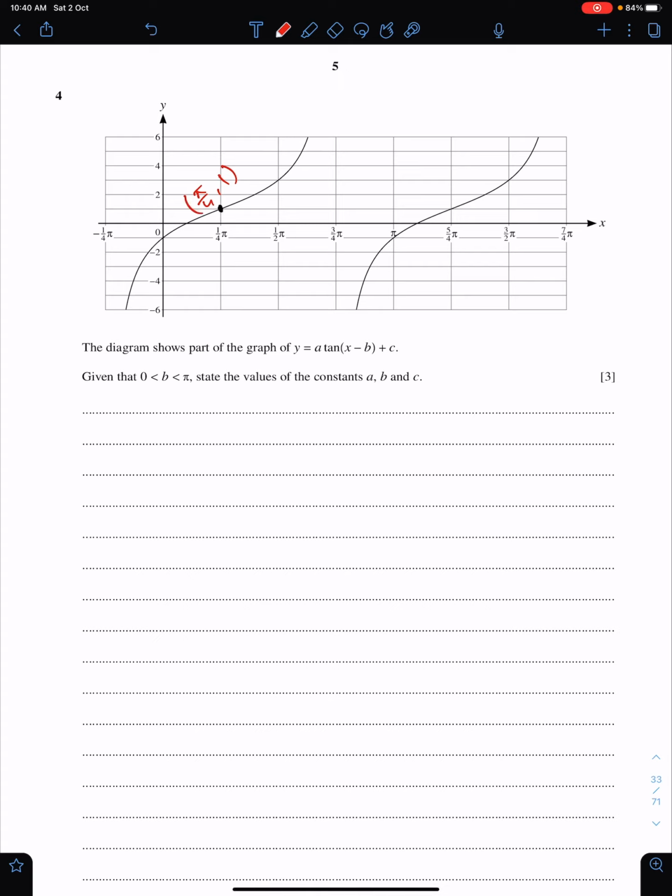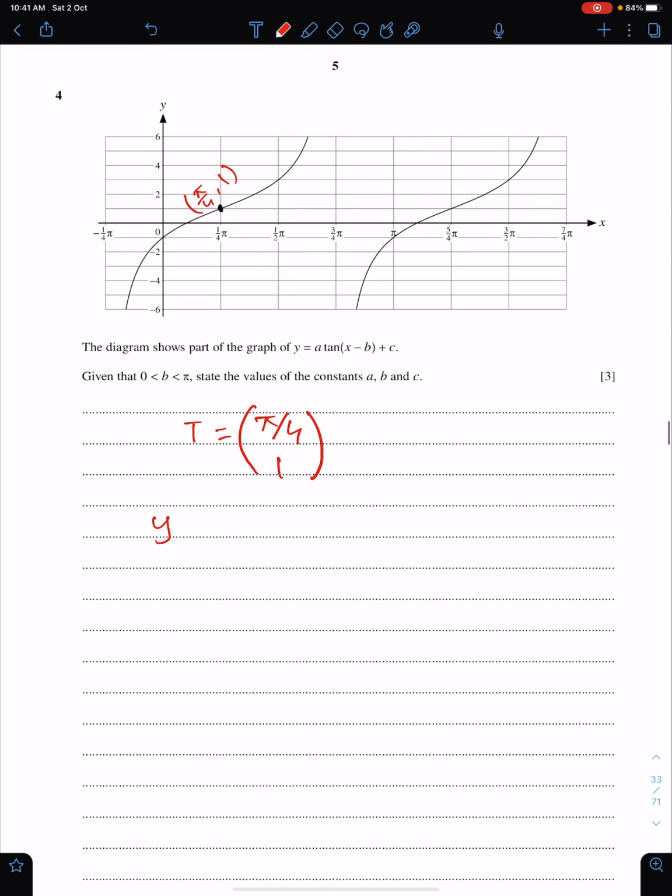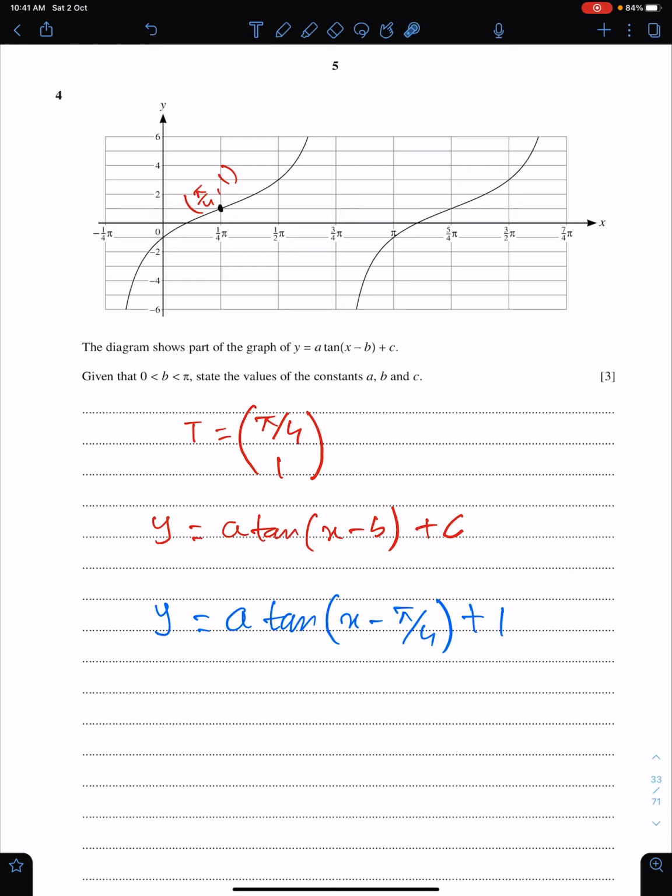So according to this point, we have this translation vector pi by 4 and 1. And this is the equation of the graph, a tan x minus b plus c. And we have to find the values of a, b and c. So when we apply this vector, when we substitute pi by 4 here and 1 here, we get this equation: a tan x minus pi by 4 plus 1. So we have got the values of b and c.